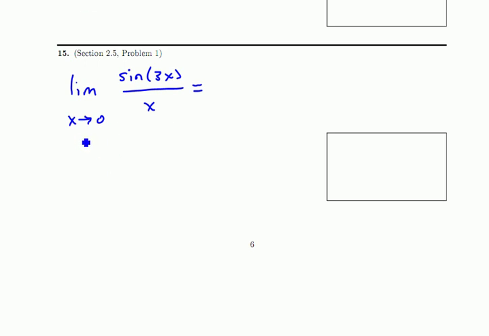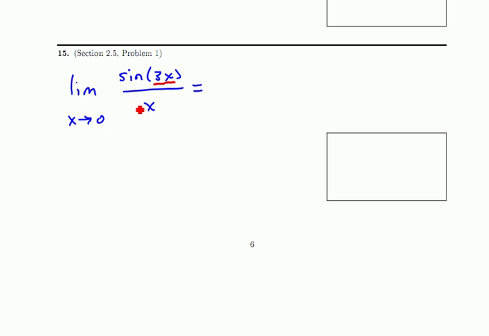With this particular limit, you're asked to determine what happens with an expression when x goes to 0. In this case, the expression is sine of 3x divided by x. So this is almost sine of u over u. For this to be sine of u over u, the u has to be 3x. I don't have 3x in the denominator. It is not of the form sine of u over u.